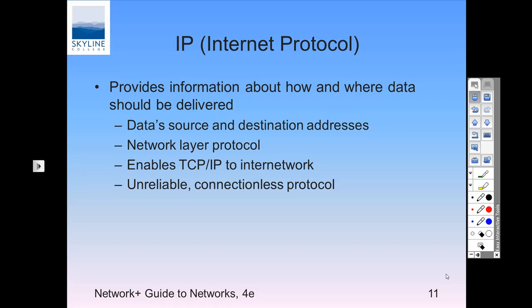Data has a source and destination address. The source address is the IP address. The destination address is, obviously, where you're going. The network layer protocol enables TCP/IP to enter the network. Remember when we looked at the 7-layer versus the 4-layer model, the 4-layer calls it the internet layer, and in the 7 layers it's the network layer, because it allows networks to communicate with each other. TCP and IP are protocols that work together. IP is the network layer protocol.